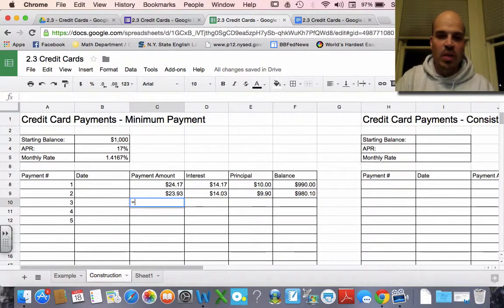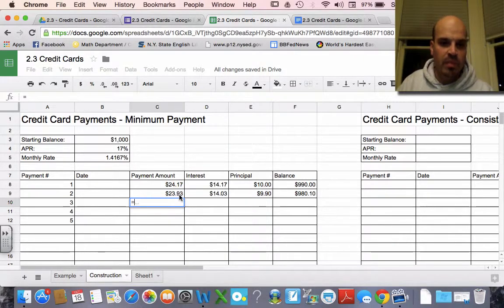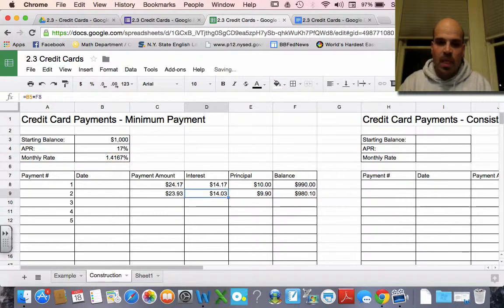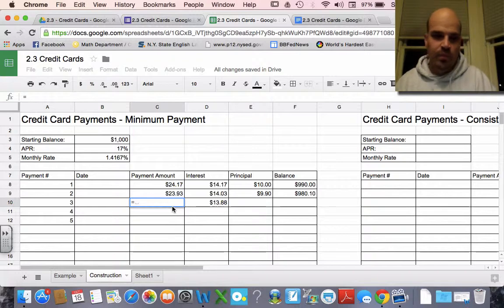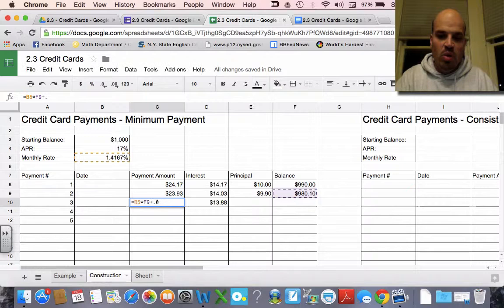So this is going to equal my payment amount. Let's do the interest first. I'm going to take my monthly rate times my balance. Again, I now owe $980.10. So now my interest is $13.88. My payment is equal to the interest, again, which was 1.4167% times the balance plus 0.01 times the balance.